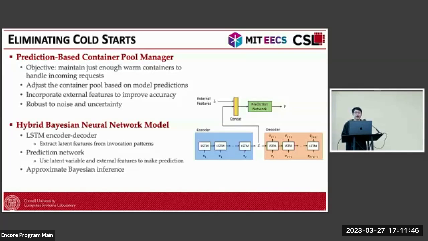The figure on the right shows the structure of the hybrid model, which consists of an LSTM encoder-decoder and a prediction network. We use the LSTM encoder-decoder as an automatic feature extraction black box to extract the latent features from historical invocation patterns. The latent variable is combined with external features and fed into the prediction network to make the final prediction. We also leverage approximate Bayesian inference to incorporate noise and uncertainty into the model, so it can make accurate time series prediction even in the presence of noise and fluctuations.